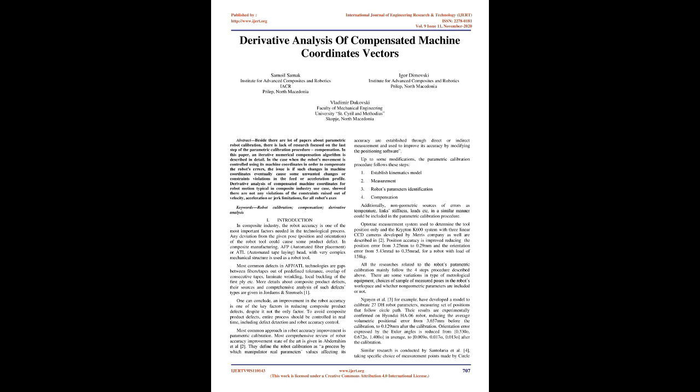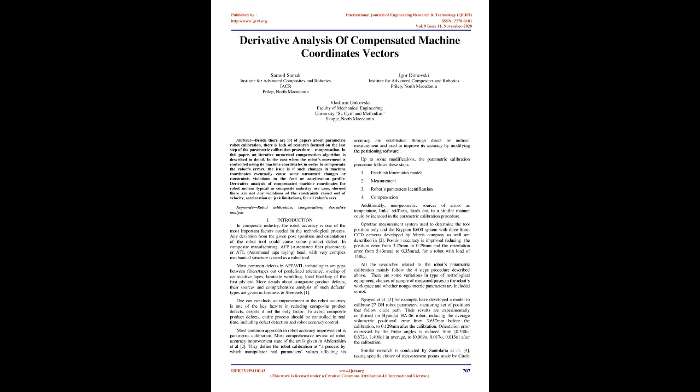Introduction. In the composite industry, the robot accuracy is one of the most important factors needed in the technological process. Any deviation from the given pose, position and orientation, of the robot tool could cause some product defect. In composite manufacturing, an AFP, automated fiber placement, or ATL, automated tape laying, head with a very complex mechanical structure is used as a robot tool. The most common defects in AFP/ATL technologies are gaps between fibers/tapes out of predefined tolerance, overlap of consecutive tapes, laminate wrinkling, local buckling of the first ply, etc.